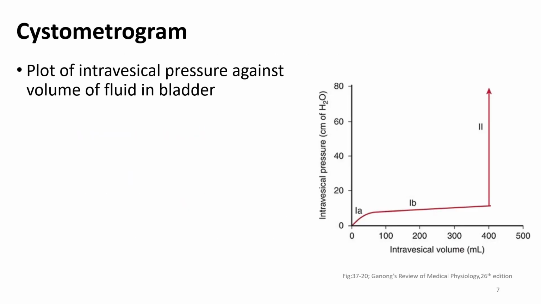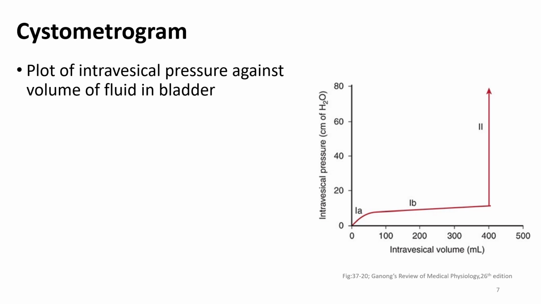So, next is the cystometrogram. It is the plot of the intravesical pressure against the volume of fluid in the bladder. So, how is this recorded? It is recorded by inserting a catheter and emptying the bladder, then recording the pressure while the bladder is filled with 50 ml increments of water or air. This procedure is referred to as cystometry.